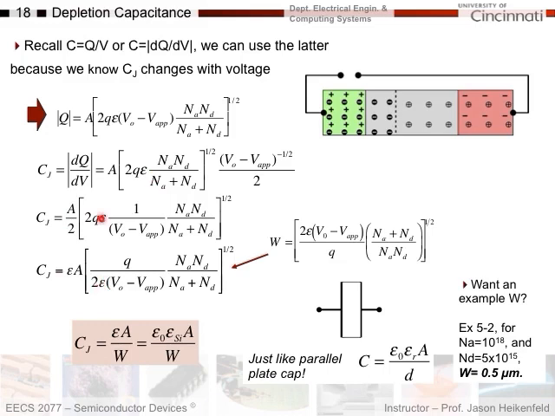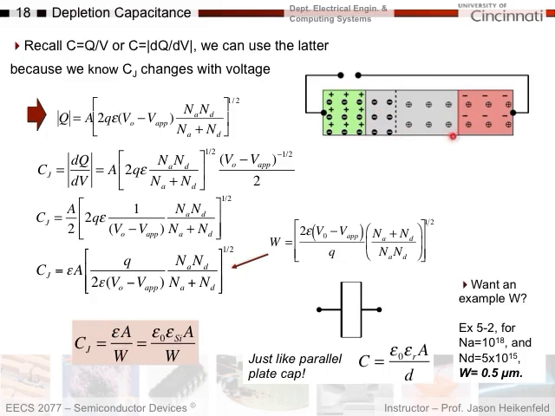I can recognize that x to the 1/2 is the same as x times x to the minus 1/2, so I was able to pull this out and put this in the denominator. Then I'm going to recognize that this whole term right here is just the W I started with, the depletion region width. I'm going to put W back in here, substitute this out, and I get the following equation for depletion capacitance. My depletion capacitance is the dielectric constant of the silicon, times the cross-sectional area, divided by the width of the depletion region.